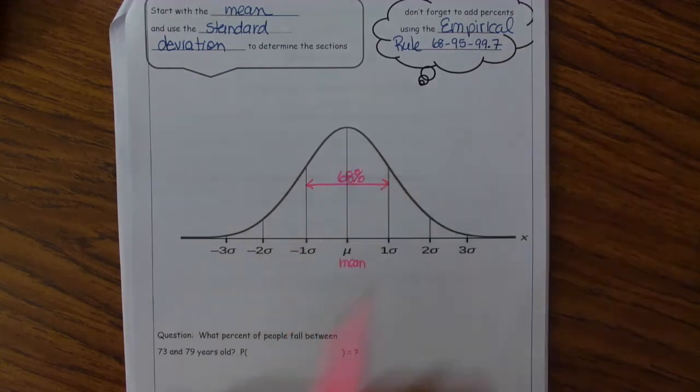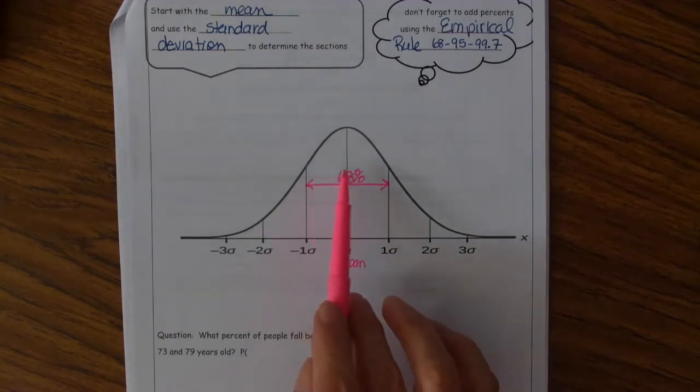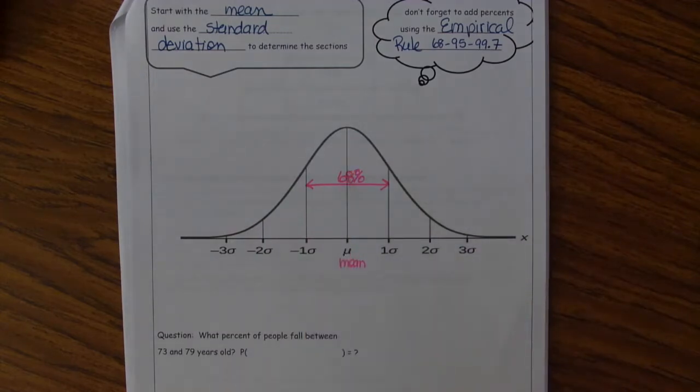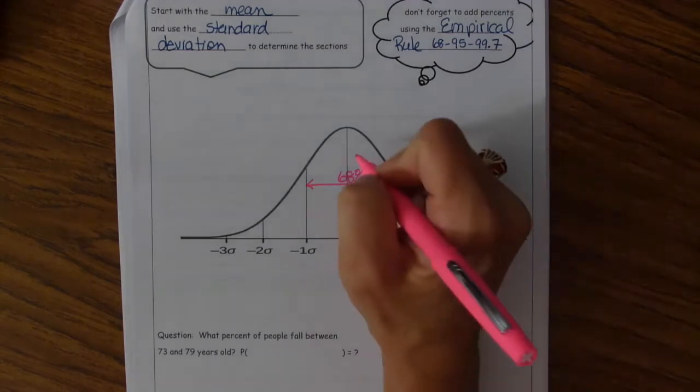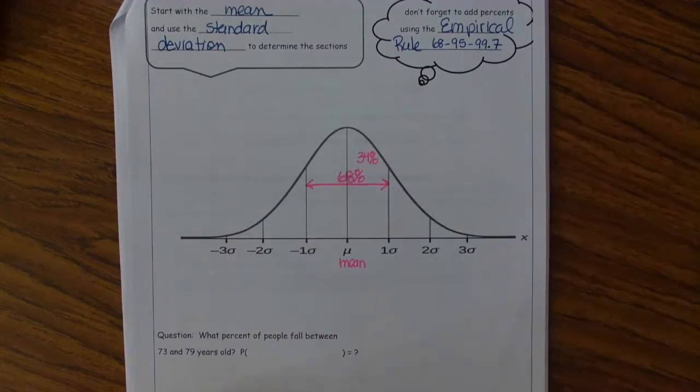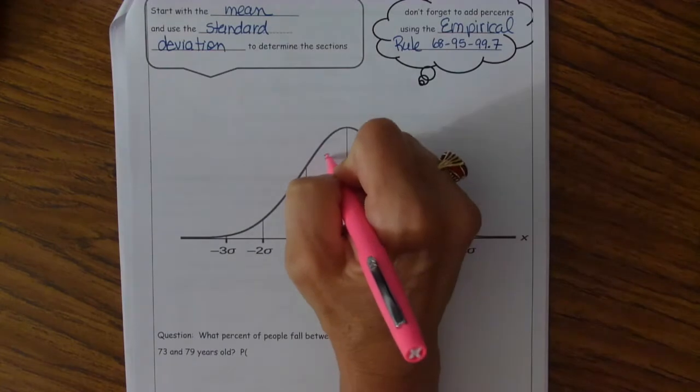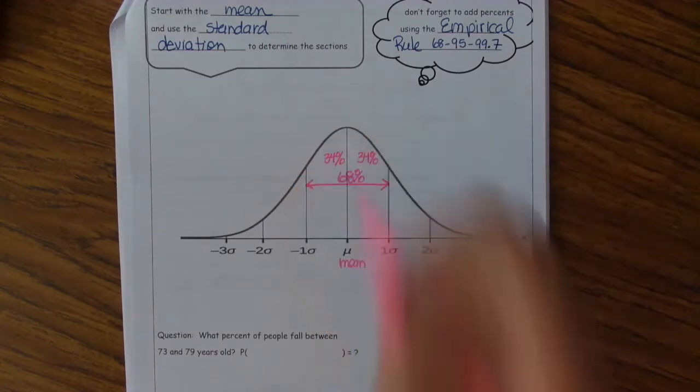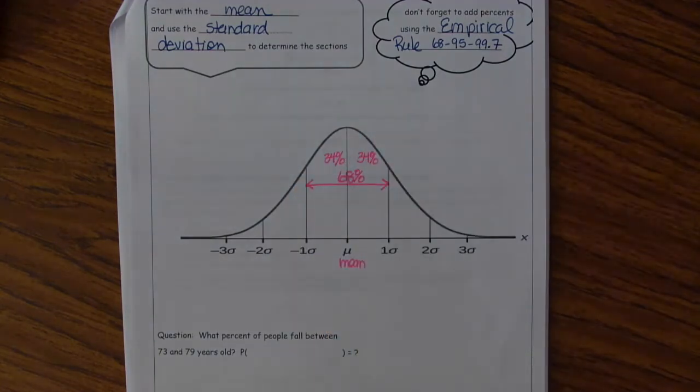So 68%, if data is distributed normally, if it's a normal distribution, 68% of the population will fall within one standard deviation. So if 68 fall within one standard deviation, how many is that above and how many is that below? What's 68 divided by 2? So that'd be 34% are going to be one standard deviation above the mean. 34% are going to be one standard deviation below the mean.